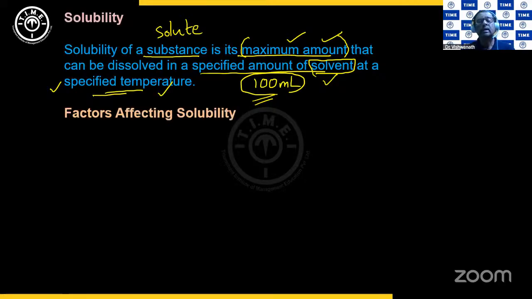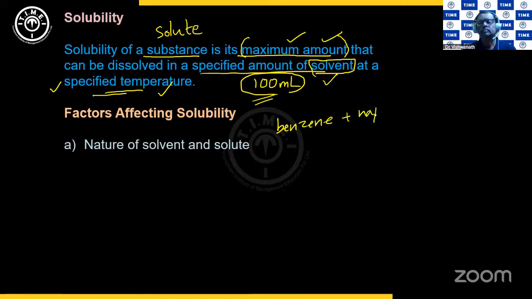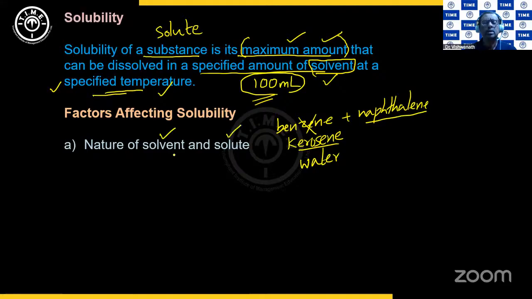Now, what are the factors that affect solubility? First is the nature of solute and solvent. We know that benzene can dissolve naphthalene. Naphthalene balls we have seen, right? Or instead of benzene, let us use kerosene, which is available at home. So naphthalene can dissolve in kerosene. But the same naphthalene, can it dissolve in water? No, it doesn't happen. So there is solvent and solute compatibility. They need to be compatible.